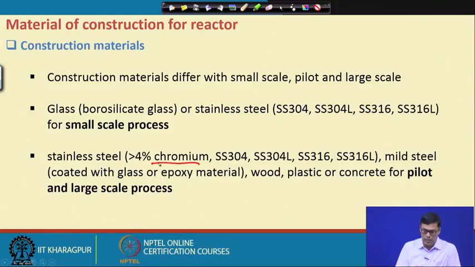Now for construction material, I can give the typical example of chromium. If we add chromium to stainless steel, then the acid resistance of the stainless steel increases to a great extent. Usually we use SS304 for our day to day requirements. In the fermentation industry, we recommend SS316, sometimes SS316L, which we use for pilot plant and large scale operation.